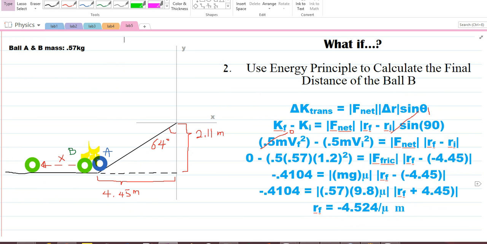For 2, use the energy principle to calculate the final distance of ball B. Change in kinetic energy is the magnitude of the net force times the magnitude of the change in position times sine theta, where sine theta is 1 because theta is 90 degrees, and final kinetic energy is 0 because velocity is 0 as it comes to a stop. I calculated it and got the final position as negative 4.524 divided by the coefficient of friction of the concrete which the ball rolls on. Thank you.